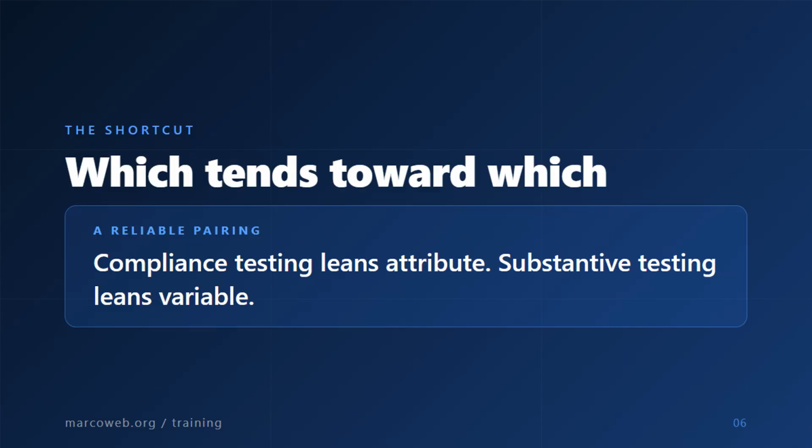There is a reliable shortcut here. Compliance testing tends toward attribute sampling, and substantive testing tends toward variable sampling. If you are asking whether a control operated, that is a rate. If you are asking whether an amount is correct, that is a quantity.